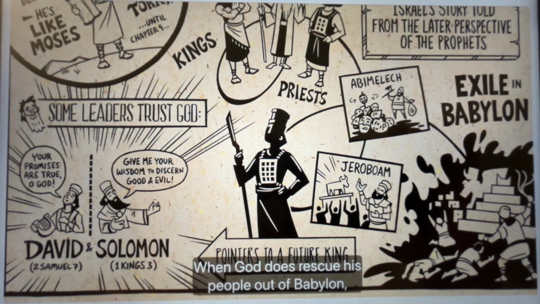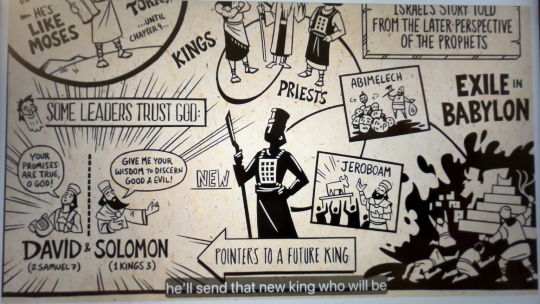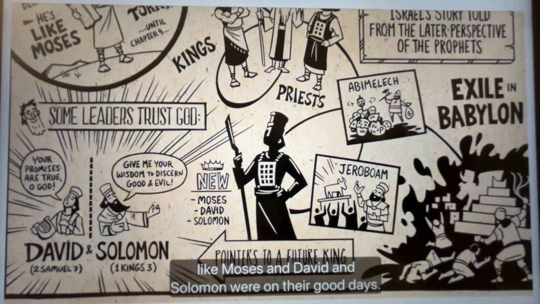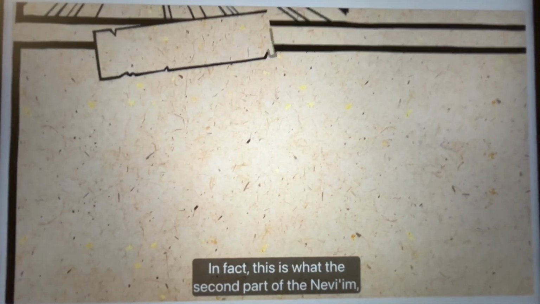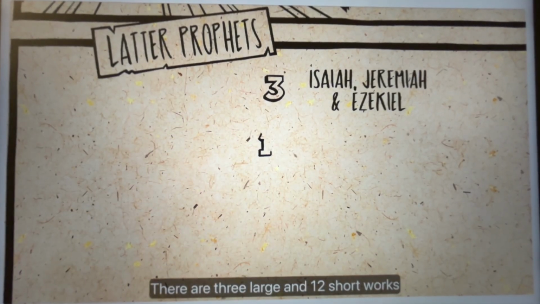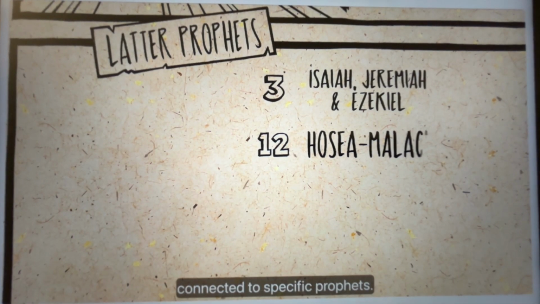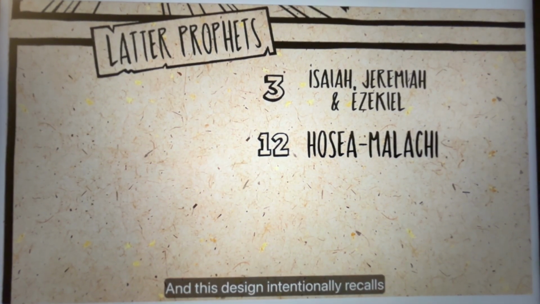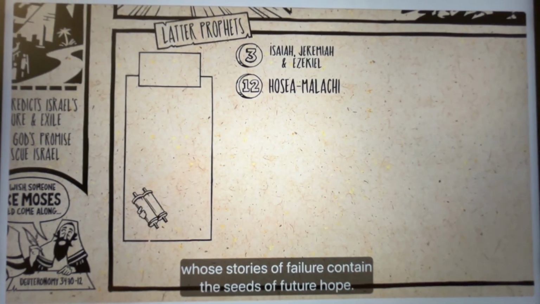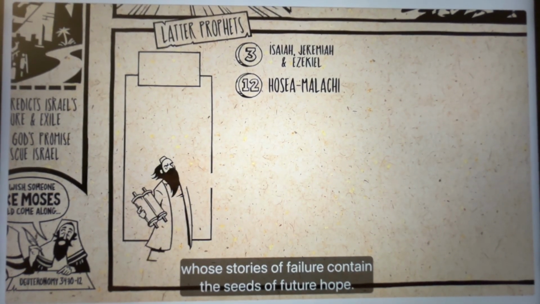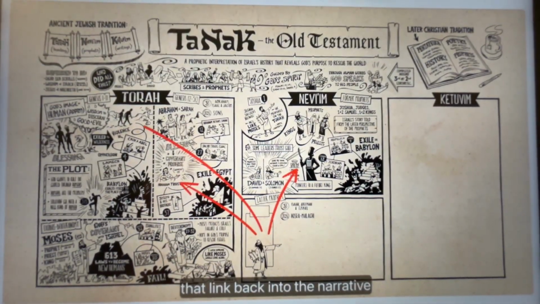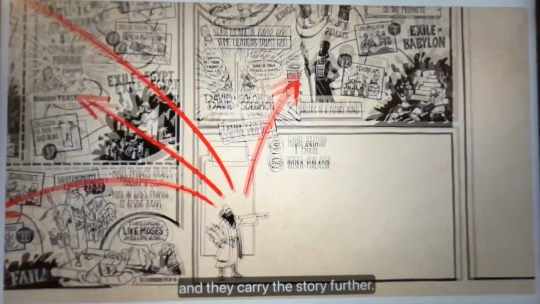When God does rescue his people out of Babylon, he'll send that new king who will be like Moses and David and Solomon were on their good days. In fact, this is what the second part of the Nevi'im, the latter prophets, is all about. There are 3 large and 12 short works connected to specific prophets. And this design intentionally recalls the 3 plus 12 ancestors from Genesis, whose stories of failure contained the seeds of future hope. These prophetic scrolls are loaded with cross-references that link back into the narrative of the Torah and the prophets, and they carry the story further.